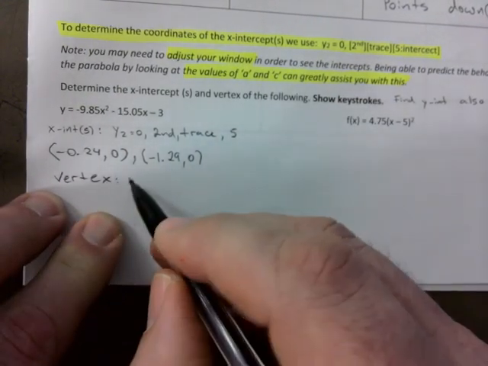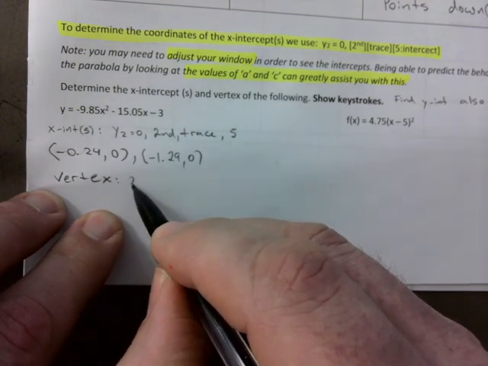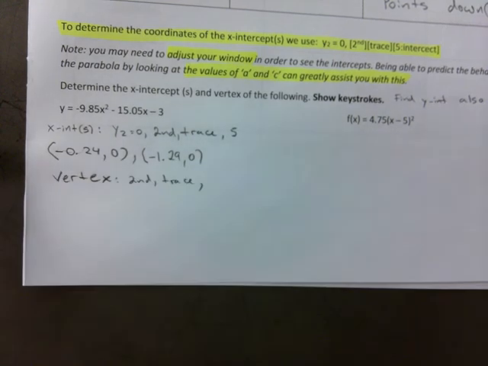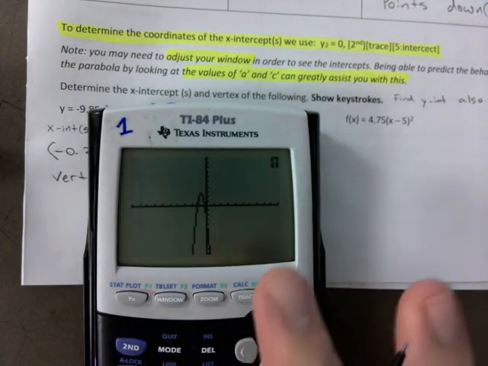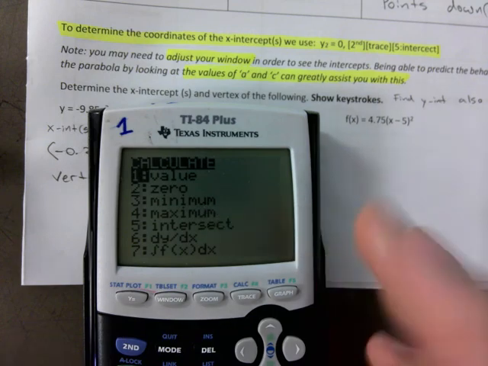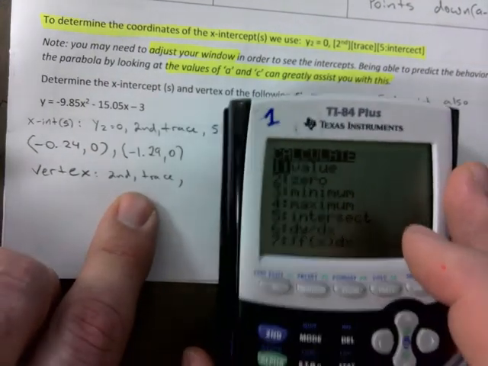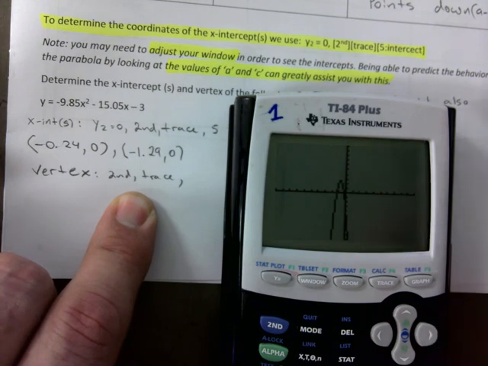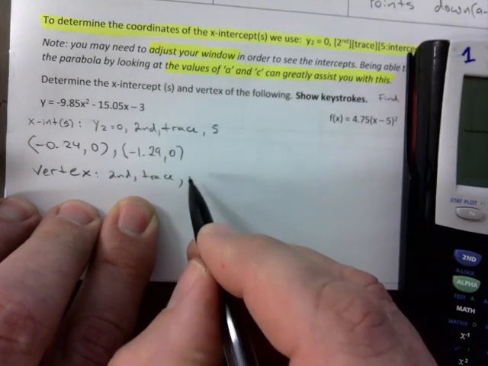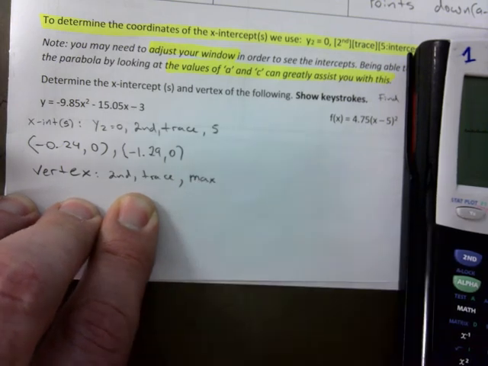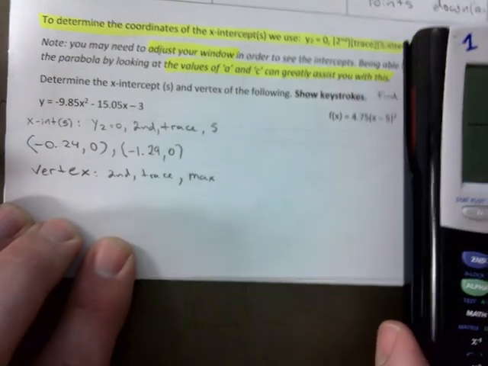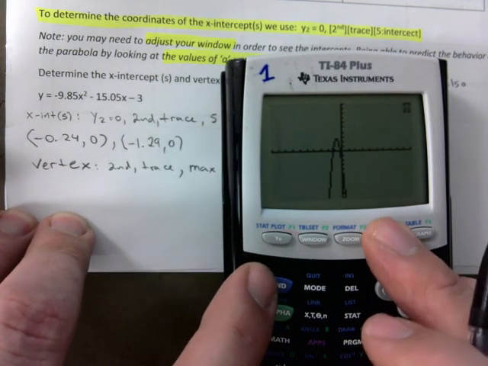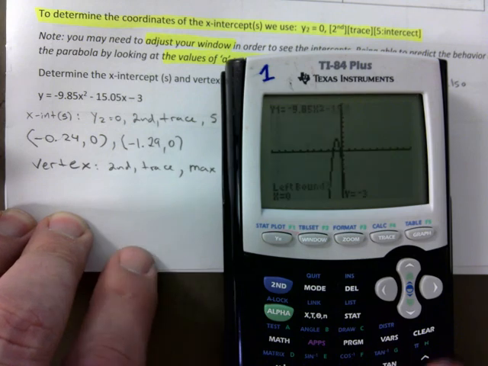How do we find the vertex? We use second, trace. What are we going to have to use here? Second trace, is it a min or a max? Look at the graph. It's a max, right? It's the highest point. So we have to use second trace max. Don't use min, okay? Max. So let's do that on our calculator. Second trace max, number 4.